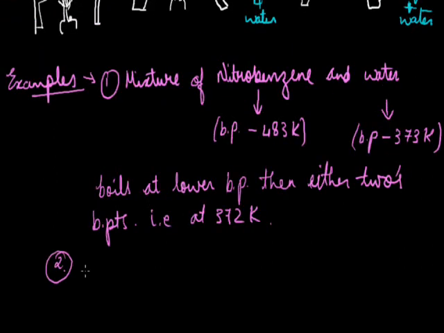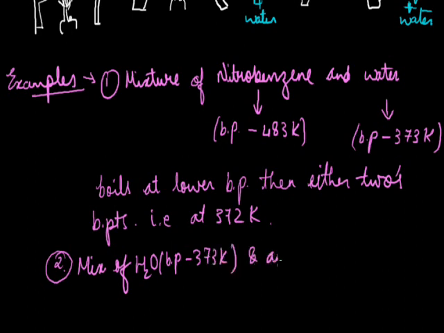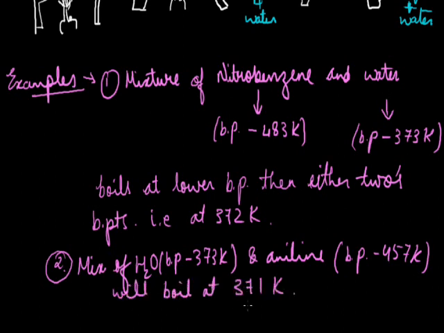Another example you can see is of a mixture of water, which boils at 373 Kelvin, and aniline, which boils at 457 Kelvin, but their mixture will boil at 371 Kelvin. Okay, so in this way we see the temperature of boiling is lowered, and so the mixture starts boiling at a much lower temperature because of the pressure. Okay, as the pressure is reduced over here also, we'll see that the boiling point is also reduced.